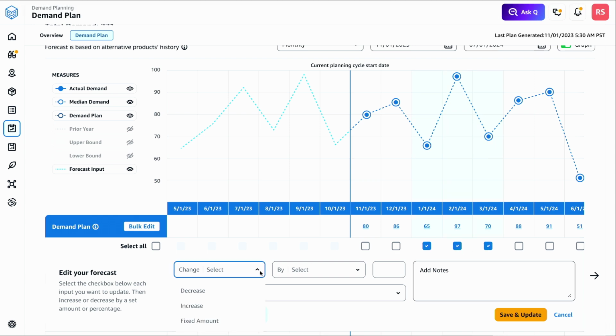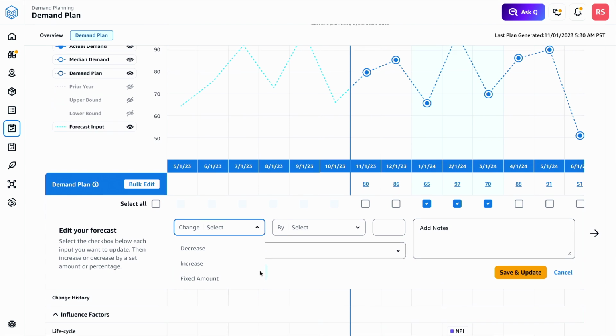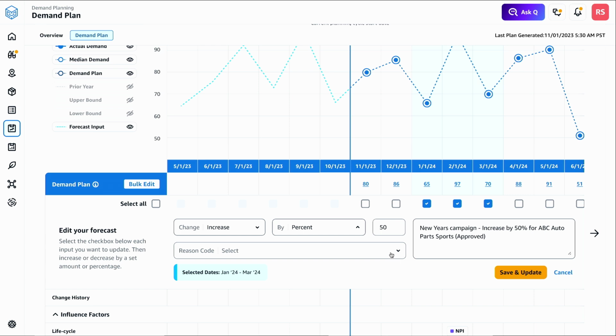And as a demand planner, I have a couple of options. I could either increase the forecast, decrease the forecast, or set it to a fixed amount. So here, because our use case says increase, I'm going to choose increase. And you could control it by an absolute value, which is the amount field, or a percent, which is a relative adjustment. So I'm going to say percent. I'm going to type in 50 and add a note here, because they are running some campaign, they want to increase the promotion. I'm going to flag this as promotion.